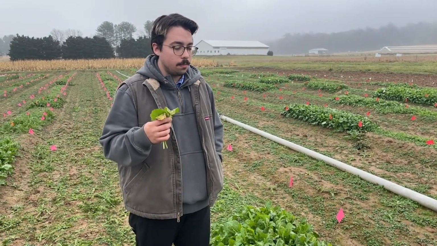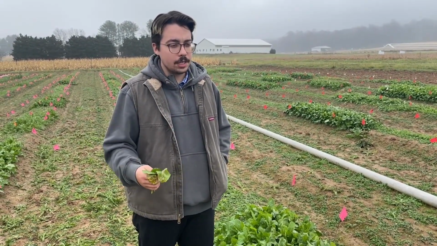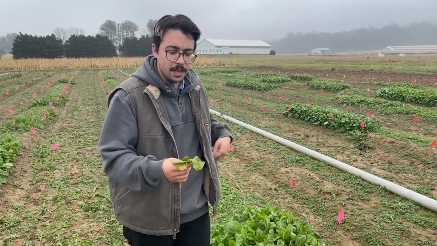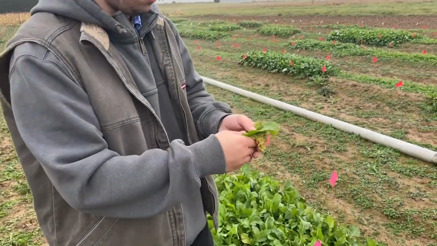So in our work we have a rating scale of 1 to 6, 1 being no disease, 4 being about 50 or so percent of the surface area of the most diseased leaf on the plant is covered in disease, and then 6 would be the leaf is completely necrotic and dead from the disease. So if you come in here, I took some samples of what I'm talking about.